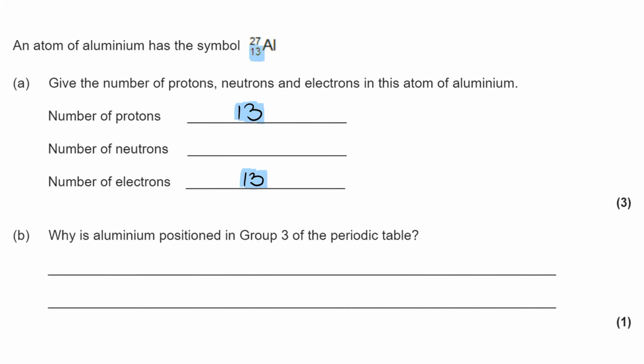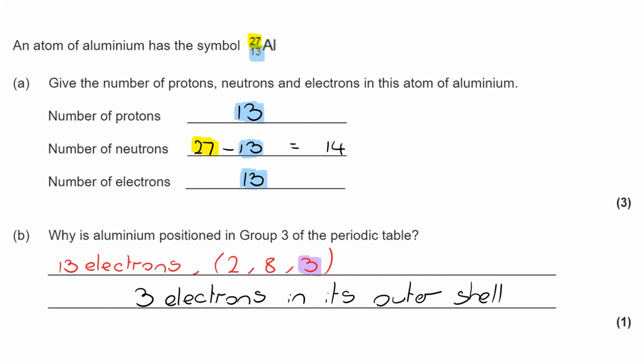I'm going to do electrons next, because in an atom, the number of protons is equal to the number of electrons. And finally, number of neutrons, you have the mass number and subtract the atomic number, which takes us to the answer 14. In terms of why aluminium is positioned in group 3, well, it's got 13 electrons, we know that. Its electron configuration is therefore 2,8,3, and therefore it has 3 electrons in its outer shell.